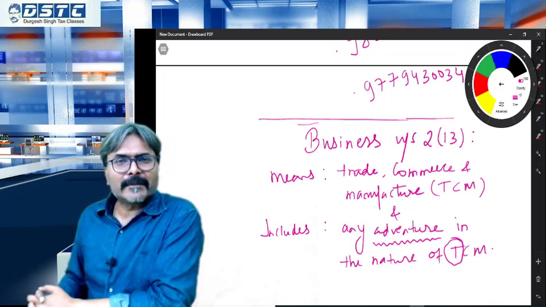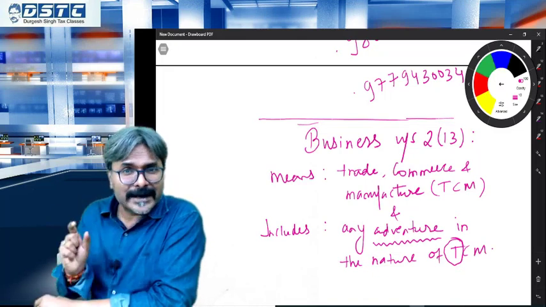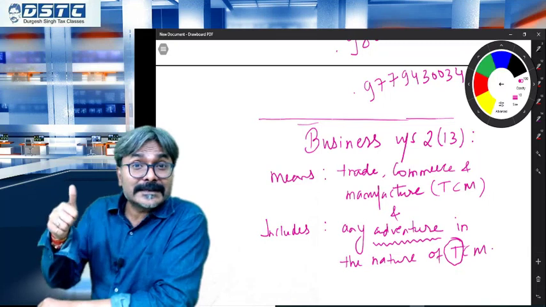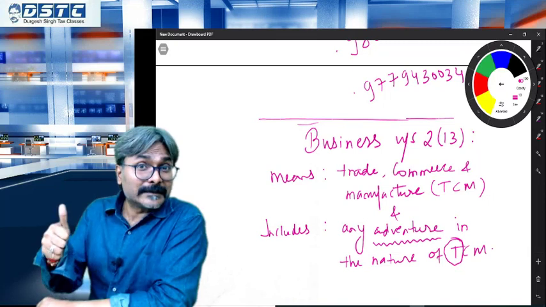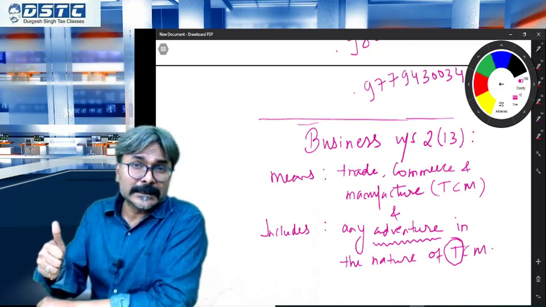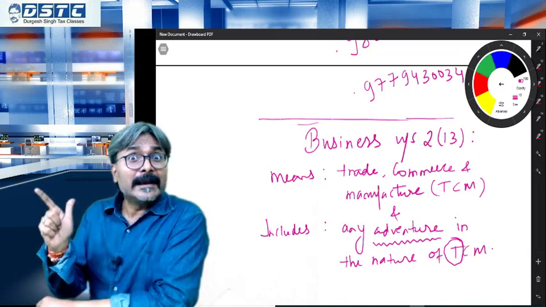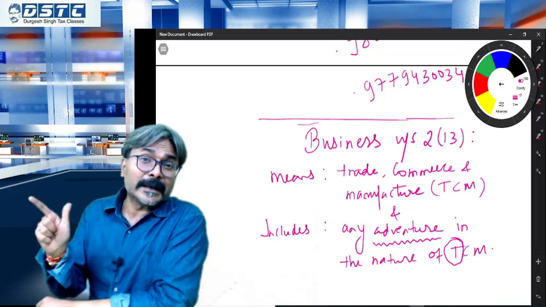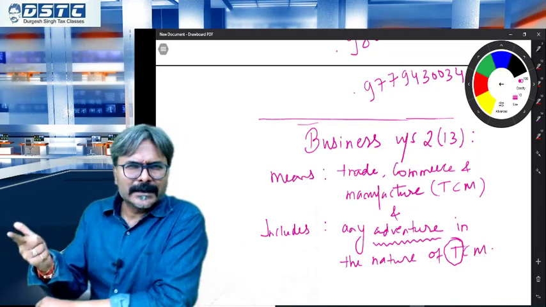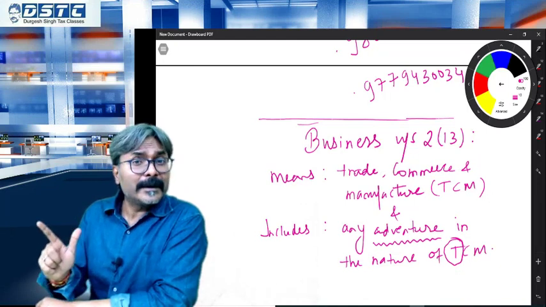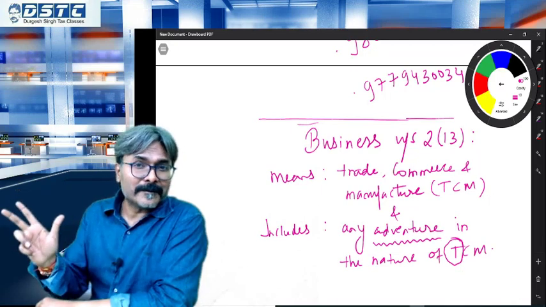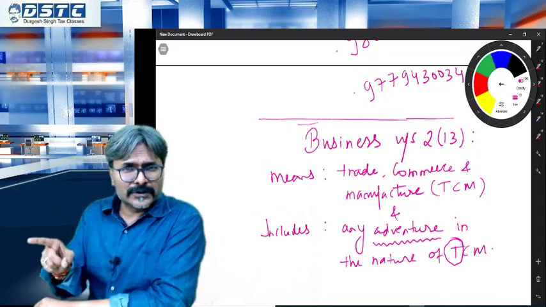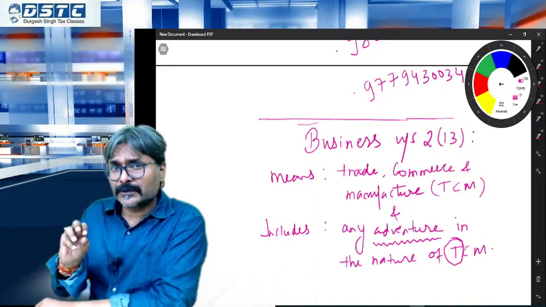To qualify an activity as a trade, what is required is, when you say trade, it means systematic activity carried out by the person, applying his skill, labor and resources with a view to earn the profit thereof. Again, I'm repeating, I'll give you those notes. Don't worry, just pay attention to listening to those things.